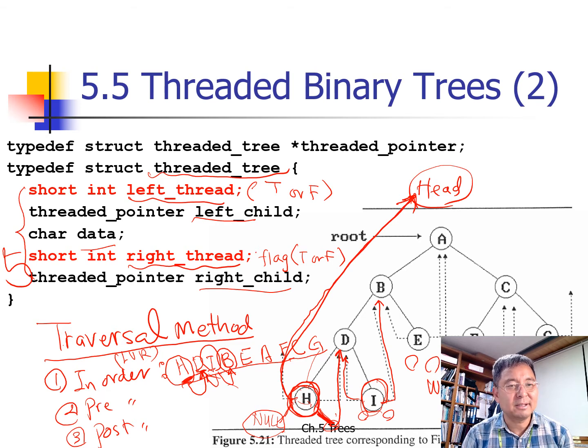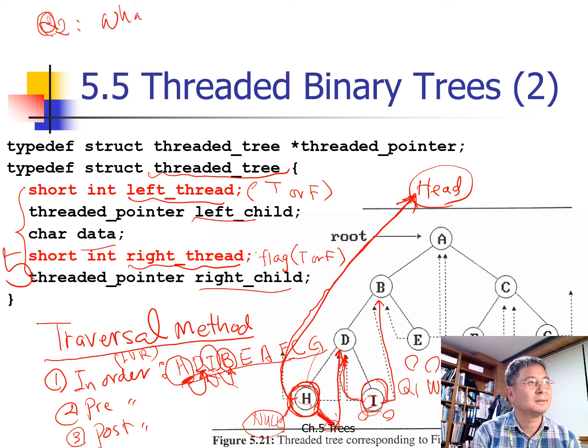Left thread is a flag field. That means it is true or not. This node I has a thread here, which means that this left thread is true. In this way, I can make as many questions as possible. This one is the first question, question 1, and now question 2.